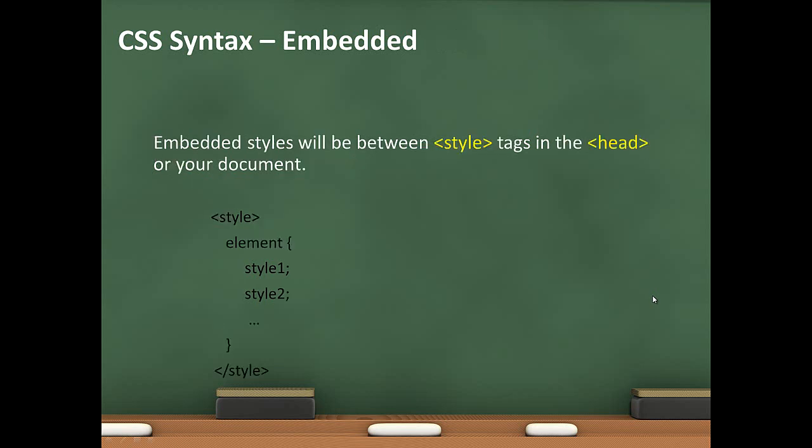Embedded styles are going to be, as you see right here, within the top of your document, within the head of your document, where you're going to identify the particular style. The way you're going to tell it within the head of your document that it is a style is you're going to have an opening style tag and a closing style tag, and anything in between that will be your style implementation.